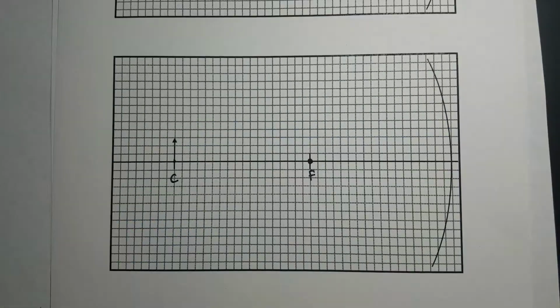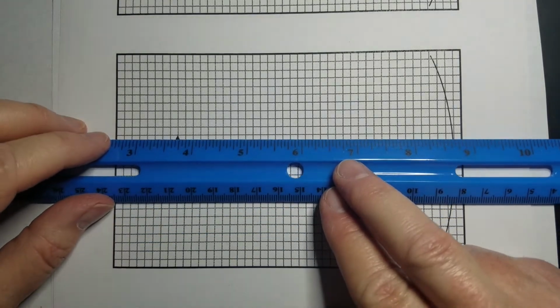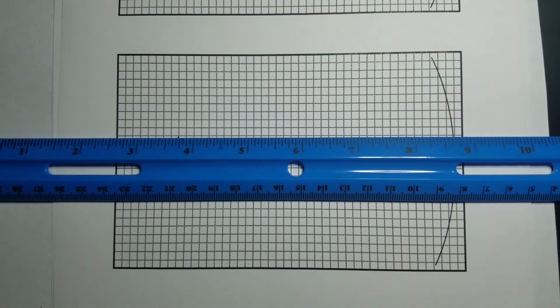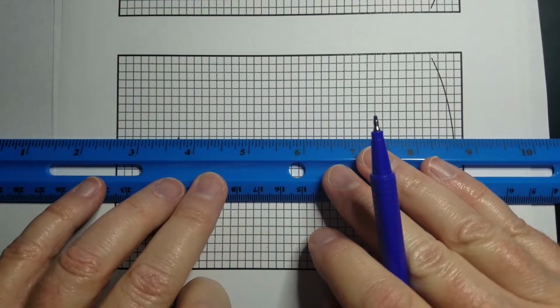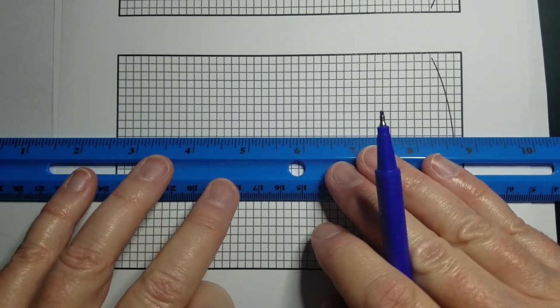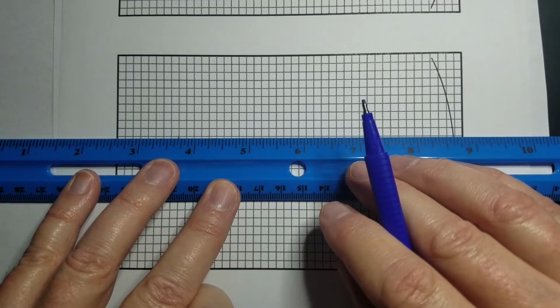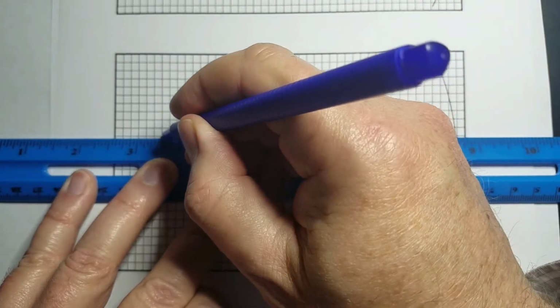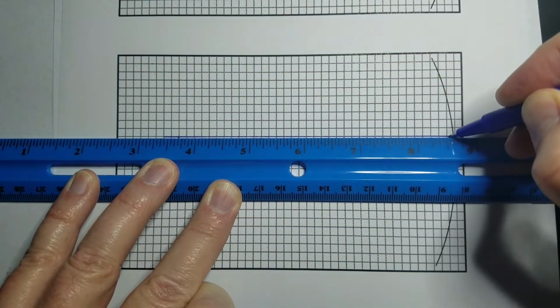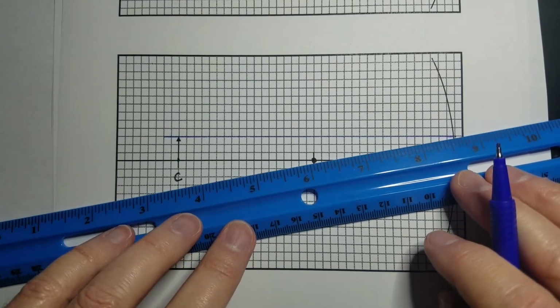All right, now let's try one where the object is at C. We're going to do the same thing: parallel, focal point, parallel. Starting off at the top of the object, right there, we draw a line parallel to the principal axis until it hits our mirror, and then it's going to reflect off through the focal point.